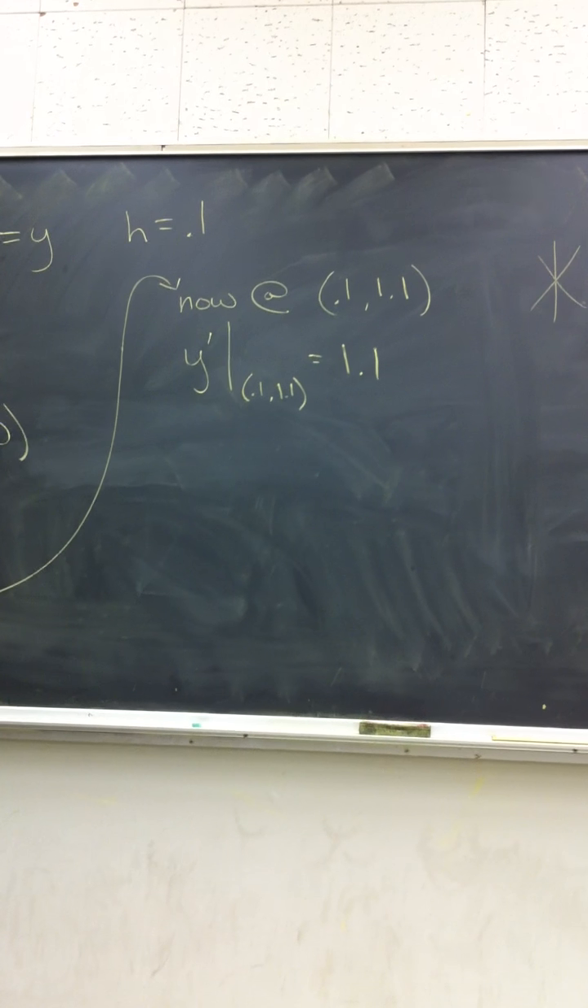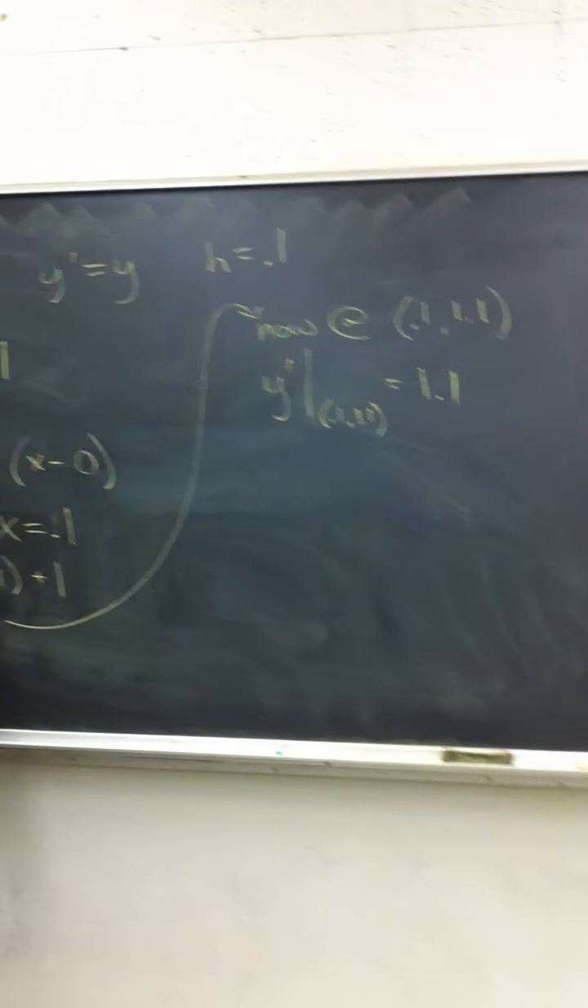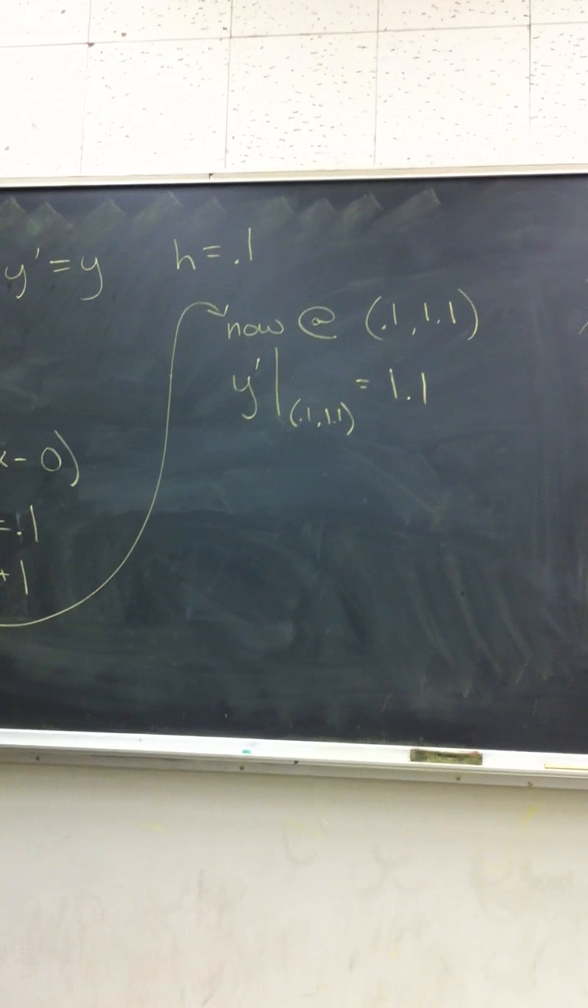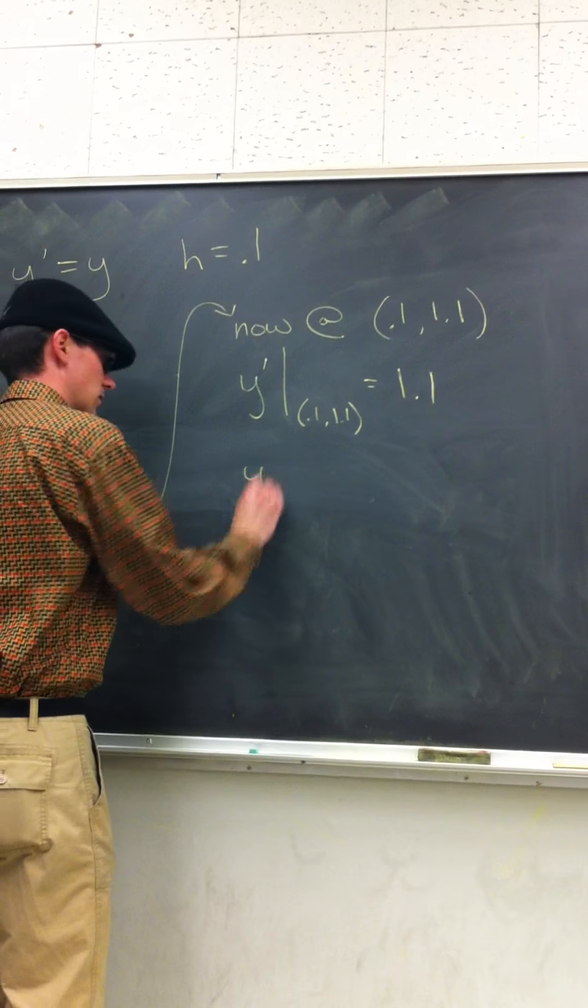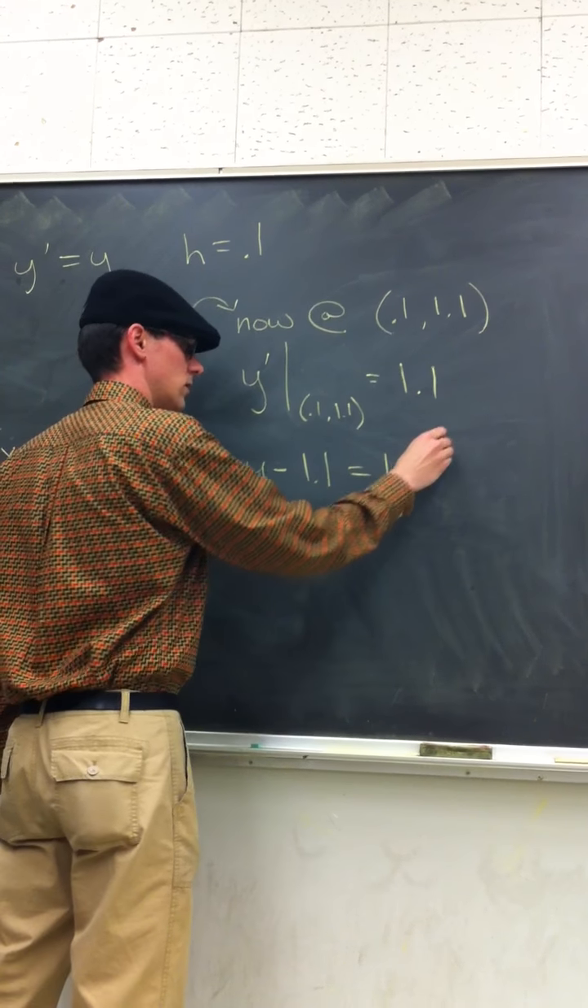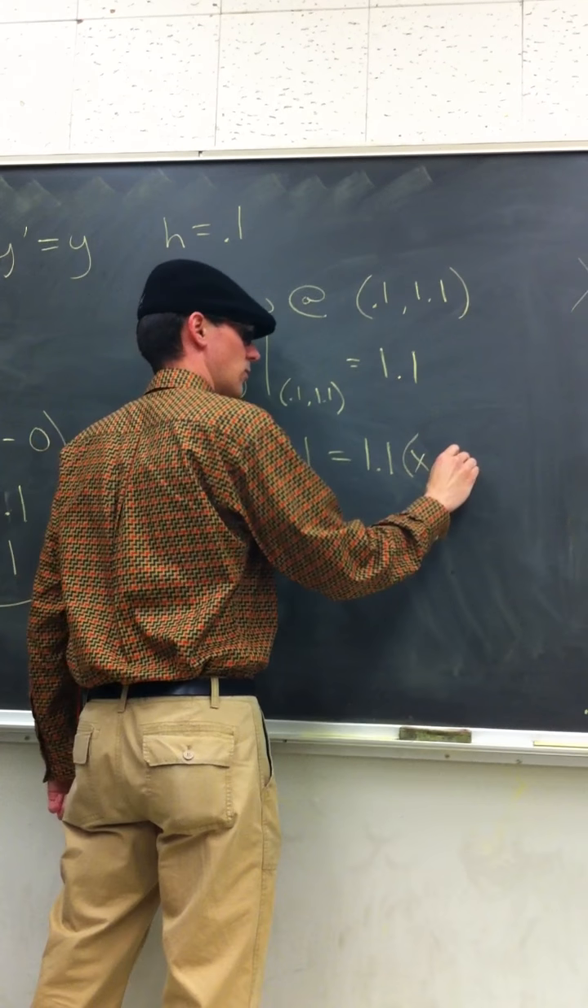It just picks off the y coordinate. The y coordinate is 1.1, so there it is. And now we need to follow the line. This is our yellow brick road. 1.1, 1.1, x minus 0.1.